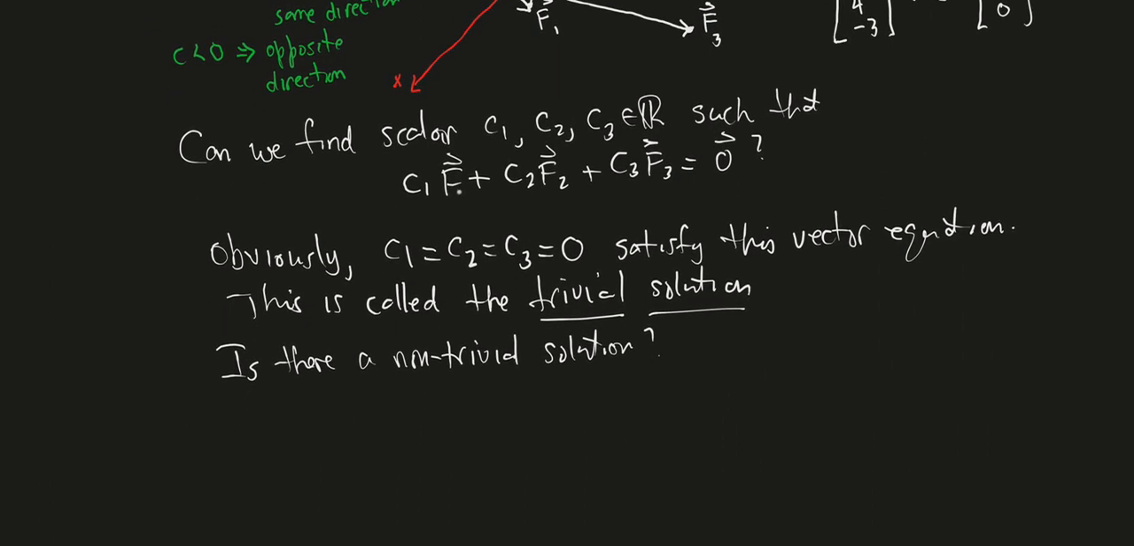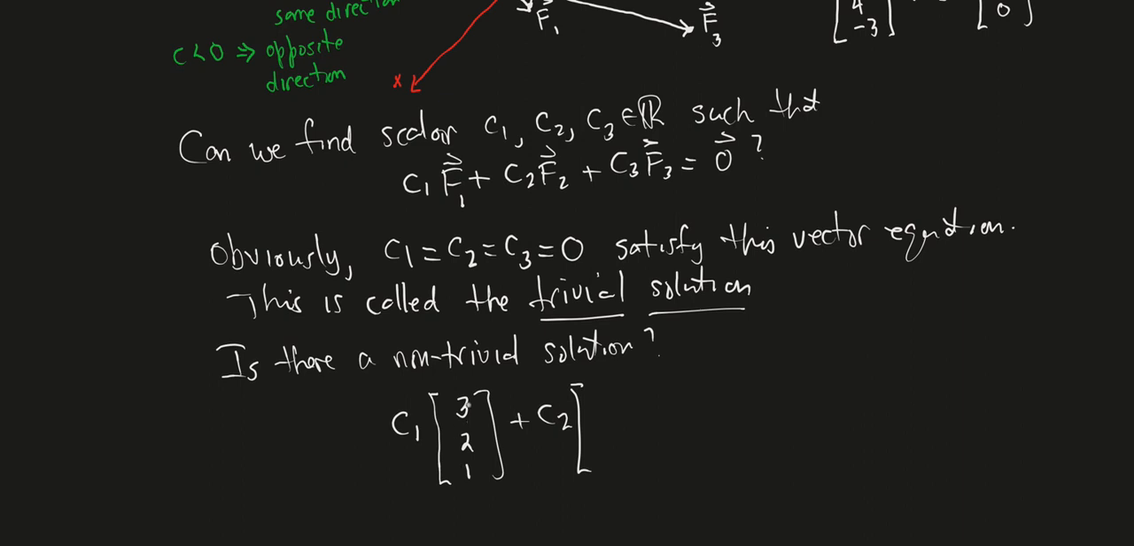I keep forgetting some of my subscripts. So we have the component form of the three F vectors. Let's actually write this down. What we're asking is, can we find constants that are not all zero that would satisfy this vector equation?